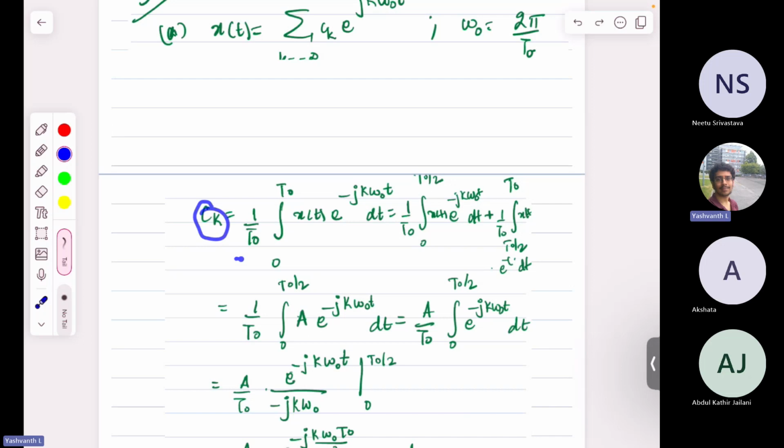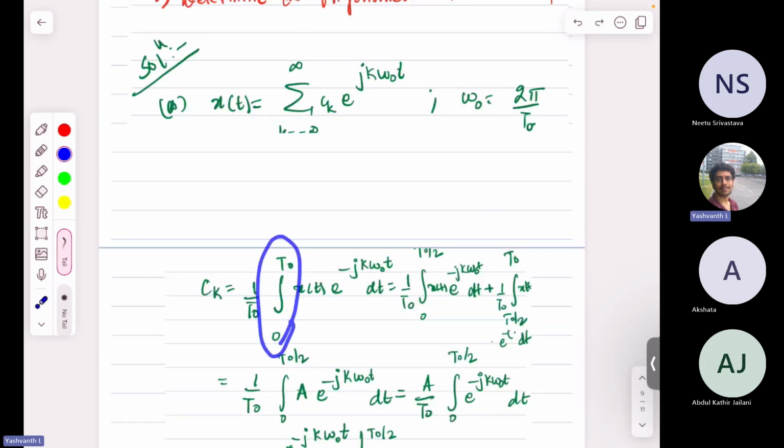Ck is basically defined as this integral, if you remember: 1 by t naught, where t naught is the fundamental period, integral over a fundamental period, that is 0 to t naught, x of t, e raised to minus j k omega naught t, where k is the same k for which you are computing the ck, into dt. Then what happens? Here x of t is over from 0 to t naught.